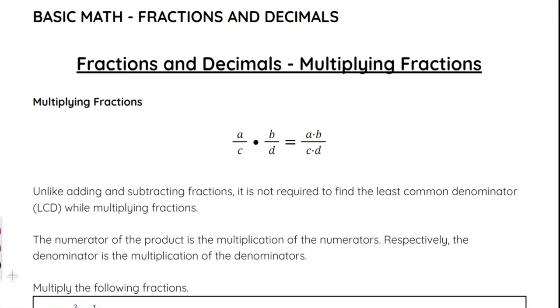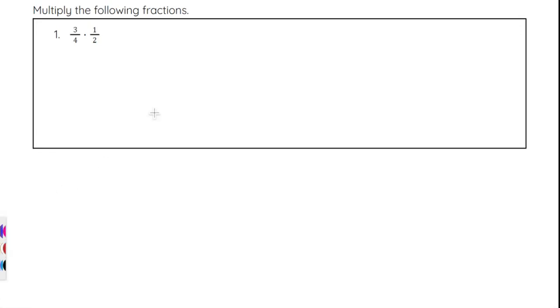So let's take a look at our first example. We are going to multiply the following fractions. Notice the denominators are not the same, and that's okay. They can be or they can't. It's up to the problem, and it really doesn't matter either way. So we multiply across the top. 3 times 1 is 3. And we multiply across the bottom. 4 times 2 is 8. So 3/8 would be your answer on this one.